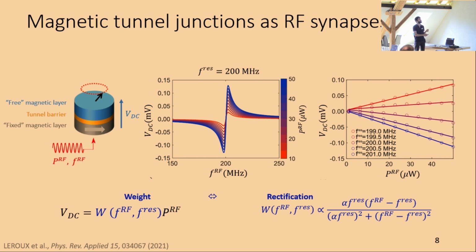What we can also see is that as we increase the power of the input signal, what you get is actually a linear increase or decrease of the voltage. This is represented here, and here we can therefore see a first idea of a weight, like you have an input power which is weighted by this rectification function.